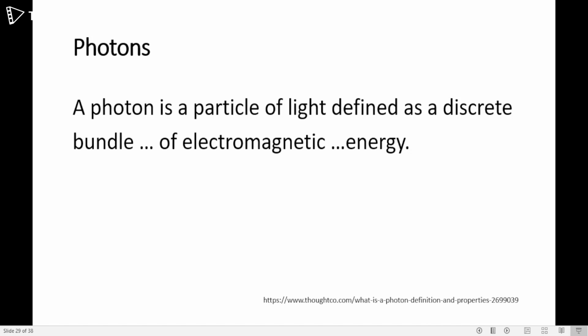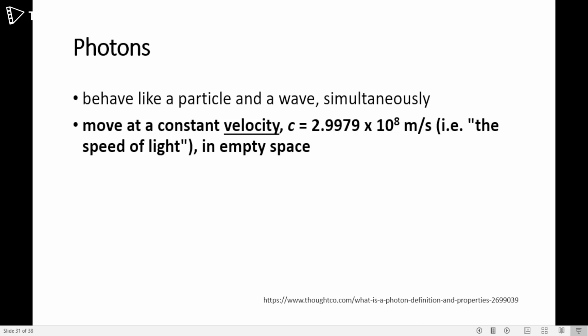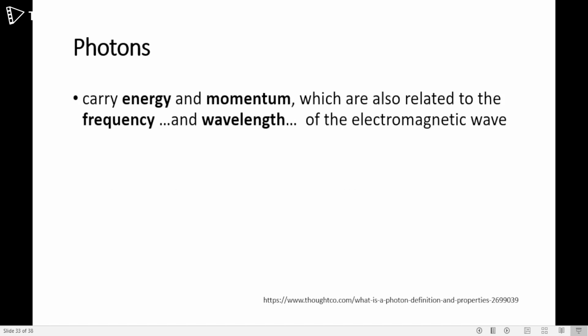So let's work on this definition a little bit. A photon is a particle of light, defined as a discrete bundle of electromagnetic energy. They behave like a particle and a wave simultaneously. They move at constant velocity in empty space, at the speed of light. They have 0 mass and 0 rest energy, so photons only exist as moving particles. They carry energy and momentum, which are also related to the frequency and wavelength.